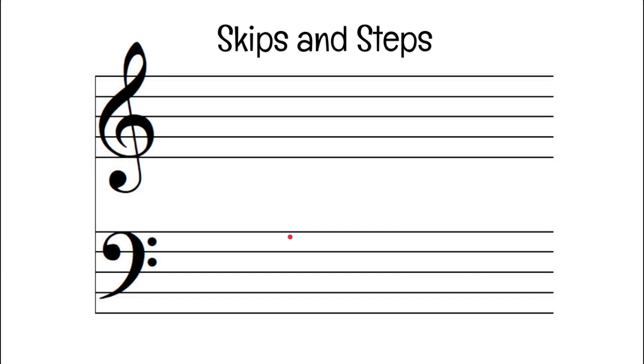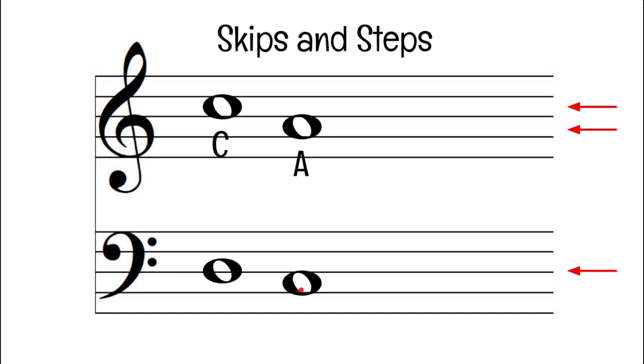Let's try another example. Here we have 2 space notes, so you immediately know that this is a skip. So if you know this note is C, you would go down in descending order, C, B, A. Right here in the bass clef, we have a line note and then a space note following, so this would be a step. If this note is D, then this note going down would be D, C.